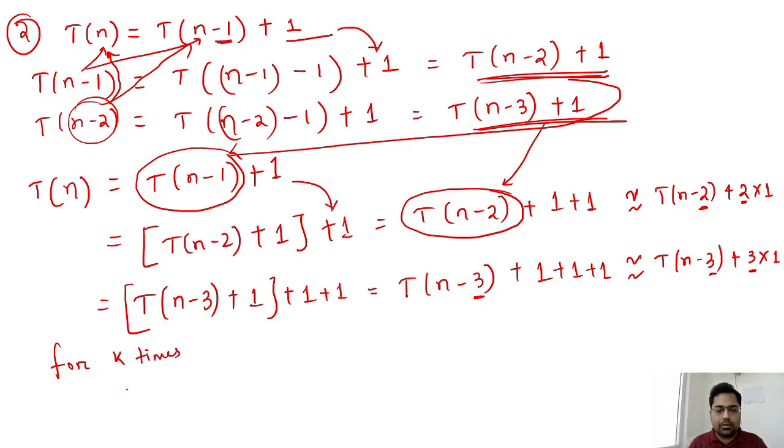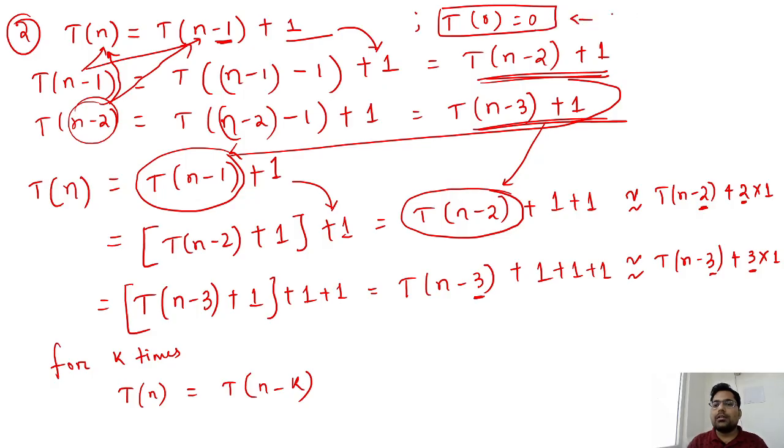For k times, T(n) could be written as T(n-k). I have to write the base condition, T(0) = 0. Suppose the base condition is written as this. T(0) = 0. So here plus k into 1, I can write this one.